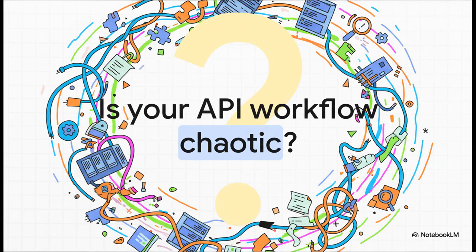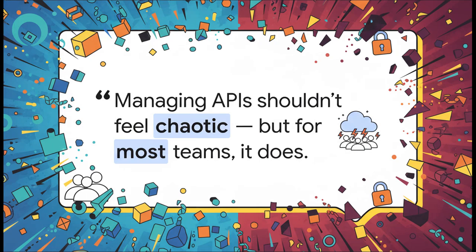So let me just ask you this straight up. Does your team's API workflow feel, well, chaotic? Are you constantly jumping between different apps, hunting down that one environment variable, or trying to figure out who has the latest version of a request? If you're nodding your head right now, yeah, you are definitely not alone. And this quote from the Mostman team just hits the nail on the head.